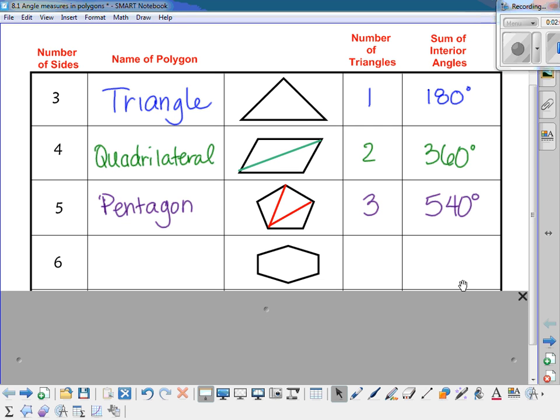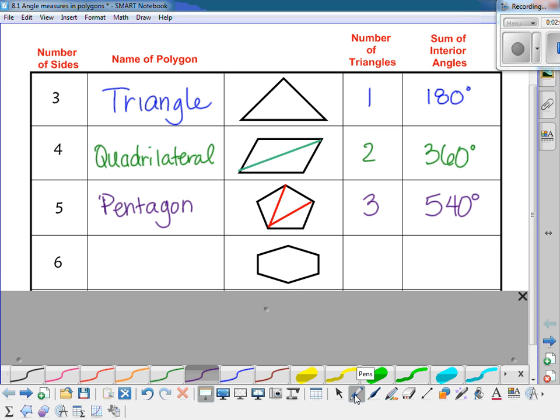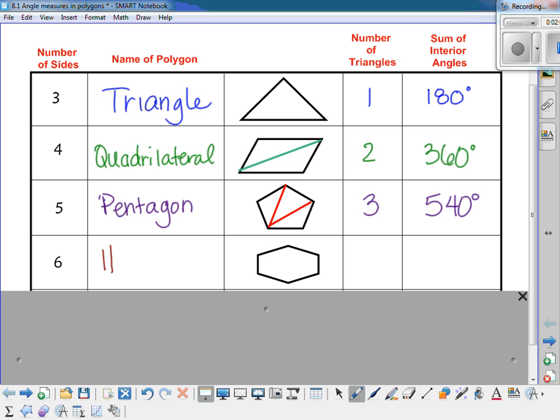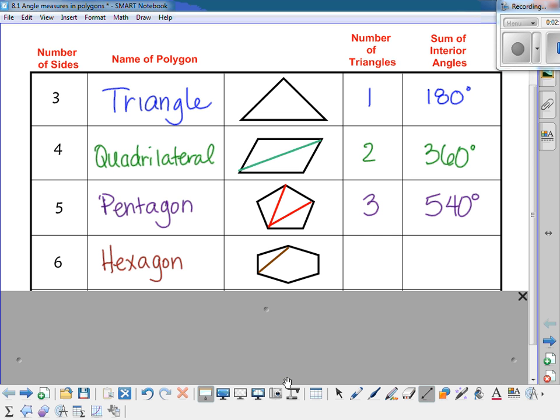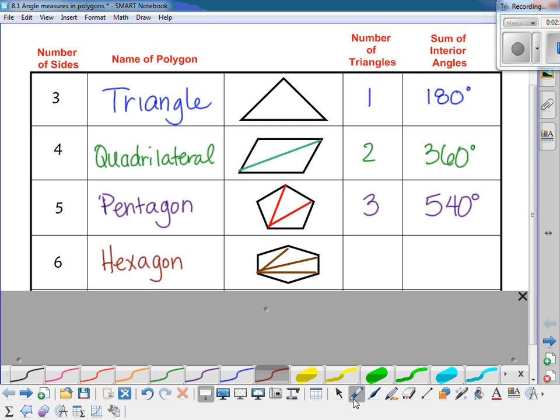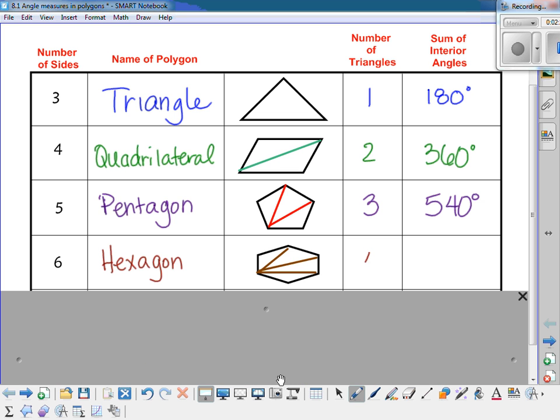If I have 6 sides, then I have a hexagon. Again, I can draw diagonals from one of the vertices, and now I end up with 4 triangles. 4 times 180 is 720. So the sum of the interior angles of a hexagon would be 720 degrees.